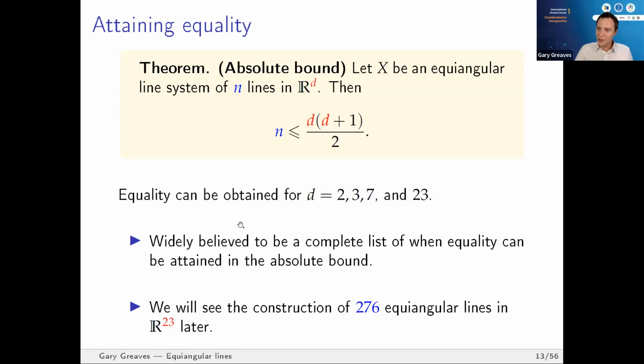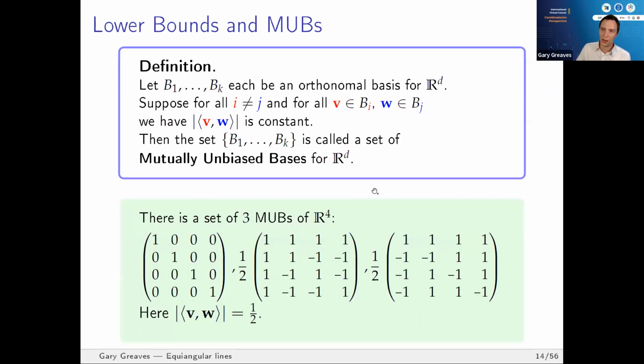Okay, so that's an absolute bound, and this is a very important upper bound, and this gives us a quadratic upper bound on the number of lines. So this says D squared plus D over 2 is the best we can do. Now we're going to think about lower bounds.